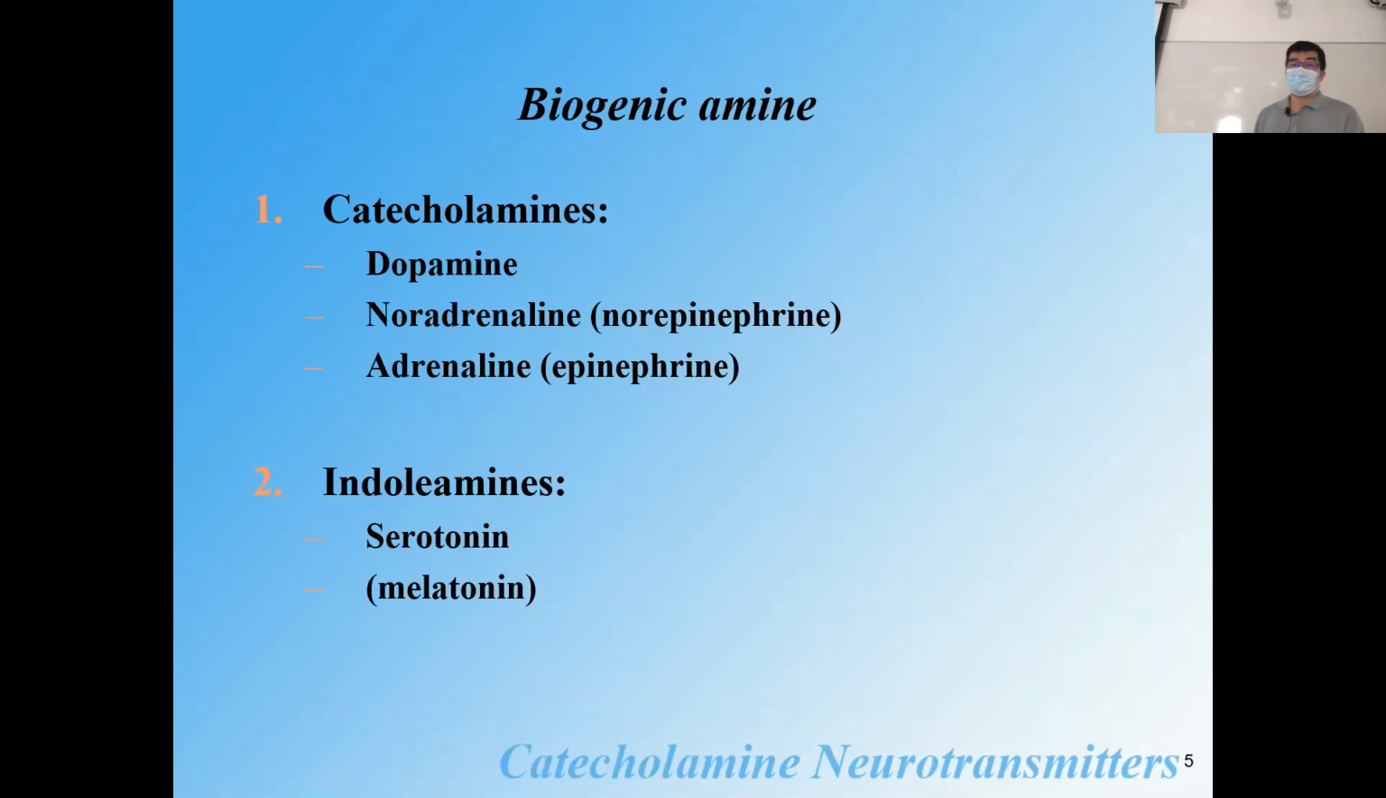So another category is the biogenic amines. The catecholamines are dopamine, noradrenaline or adrenaline, or norepinephrine, epinephrine. Indoleamine as well, that's serotonin. That's also called the happy neurotransmitter. We will talk about that. So after we finish the catecholamines, then we'll talk about the indoleamines as well. Okay.